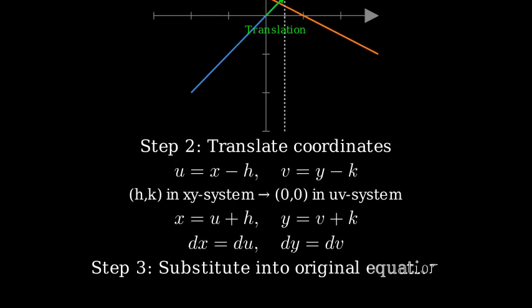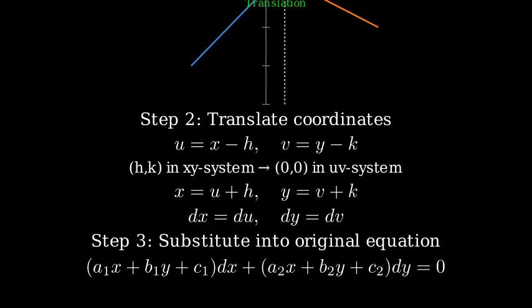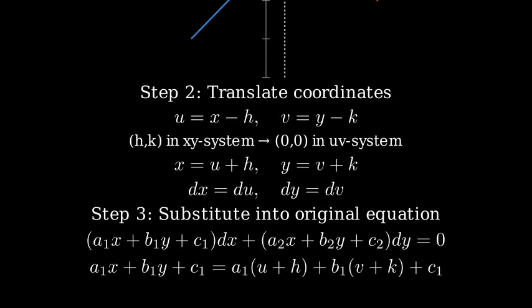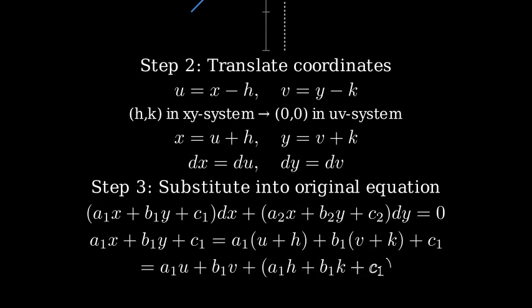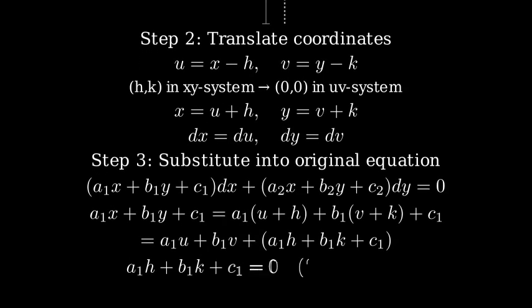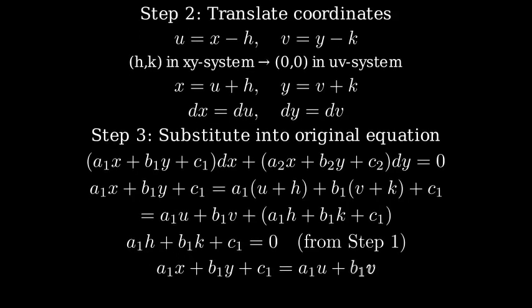Step 3. Now we substitute these expressions into our original differential equation. When we substitute x equals u plus h and y equals v plus k into the coefficients, something interesting happens. For the first coefficient, we get a1x plus b1y plus c1 equals a1(u plus h) plus b1(v plus k) plus c1. This simplifies to a1u plus b1v plus a1h plus b1k plus c1. But remember, h and k were chosen specifically to satisfy a1h plus b1k plus c1 equals 0. So this term vanishes, leaving us with just a1u plus b1v.